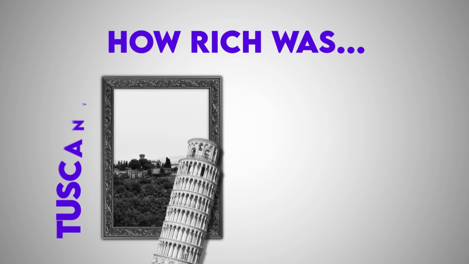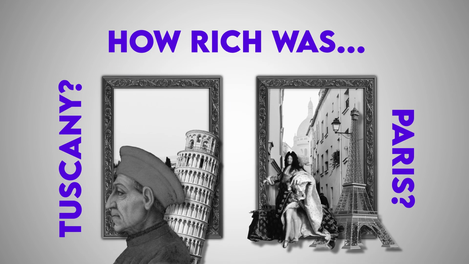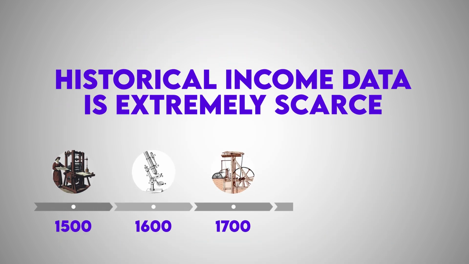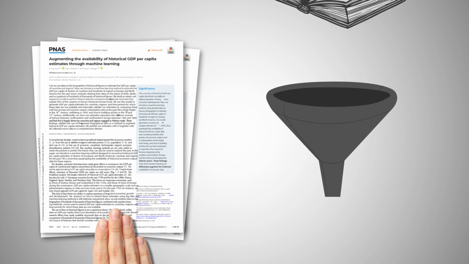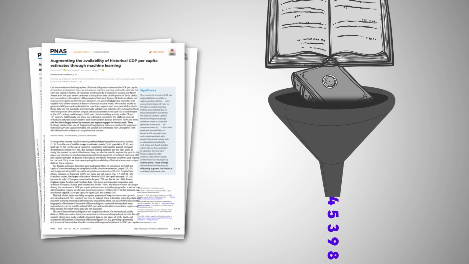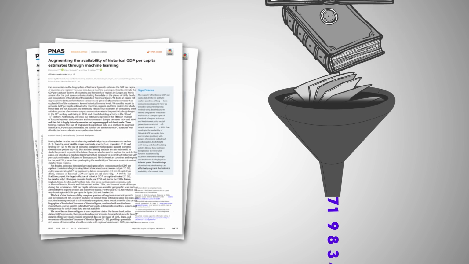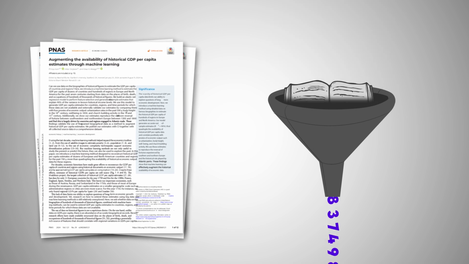How rich was Tuscany at the time of the Medici, or Paris at the time of Louis XIV? Historical income data is extremely scarce, but it is key to understand long-term trends in economic development. In a recent paper, we combined machine learning methods with data on the biographies of more than 500,000 historical figures to estimate the historical GDP per capita of hundreds of regions in Europe and North America.